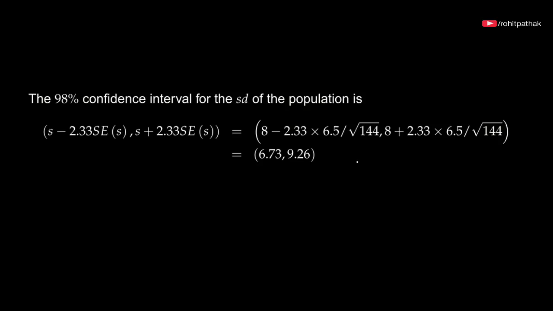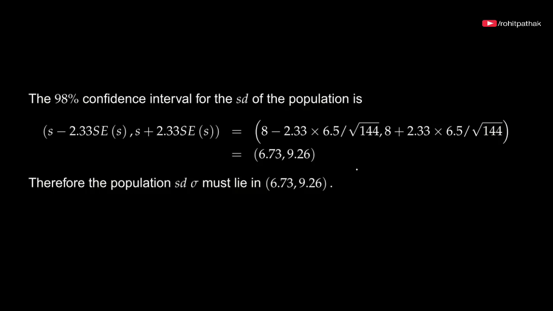So the standard deviation of the population must be in this interval, but the standard deviation is given as 6.5, which is outside of this interval. That's why we have found the difference between the sample standard deviation and the population standard deviation significant, and we have rejected H0. Take another example.